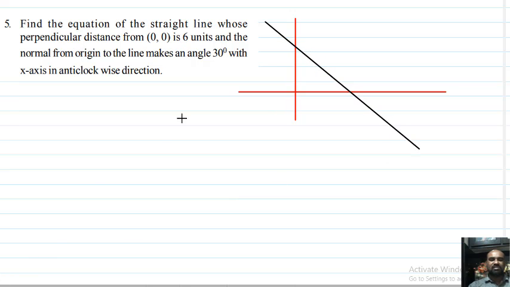So the given information is that the perpendicular distance from the origin O to this line is given as 6, and the normal is making 30 degrees with the x-axis in the positive direction. So theta is given as 30 degrees and p is given as 6.